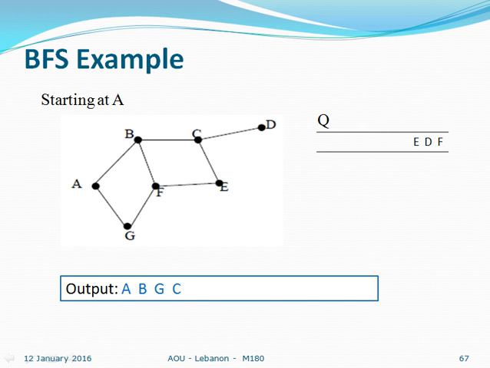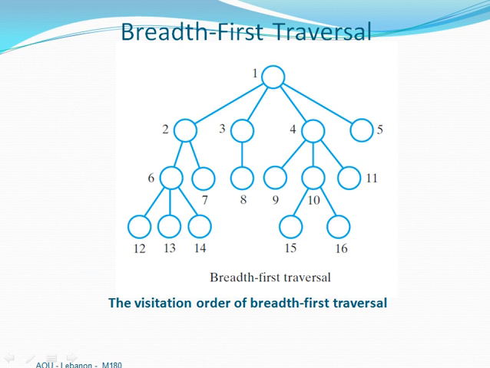Now F has G, E and B, which are already in the queue or visited, so pop F. Then D has no more neighbors, pop D. E has F and C, which are already processed, then pop E. Now your queue becomes empty. So at this point the traversal stops, and the output is: A, B, G, C, F, D, E.